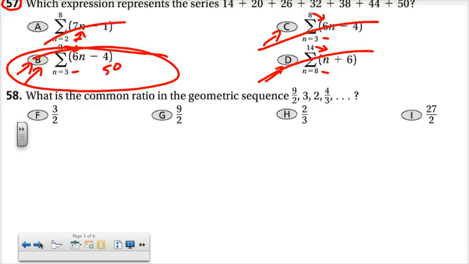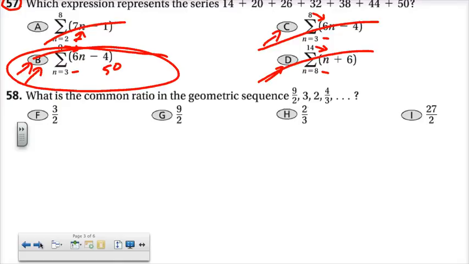So by a process of elimination, even though they didn't write it the way we would write it, you know, using n equals 1 for the first term, that should generate them, and you can always check. Put a 4 in. 6 times 4 is 24, 24 minus 4 is 20. Put a 5 in, a 6 in, etc., and it will generate what you need up there.